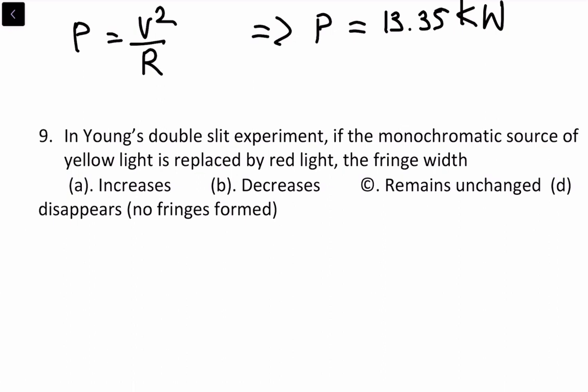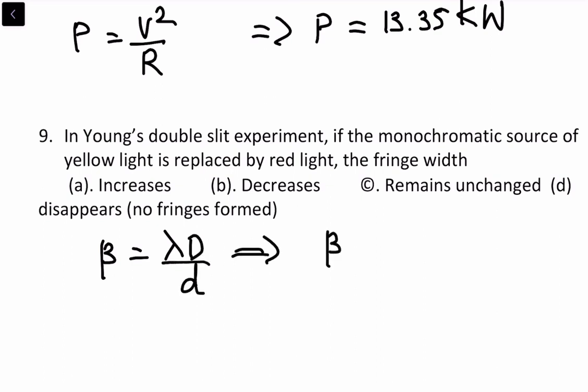Now let's go for the next problem. In Young's double slit experiment, if the monochromatic source of yellow light is replaced by red light, the fringe width increases, decreases, remains unchanged, or disappears. So that is the question now. It is a very simple problem. We all know very well fringe width, that is from Young's double slit experiment. We all know beta is equal to lambda D by d.